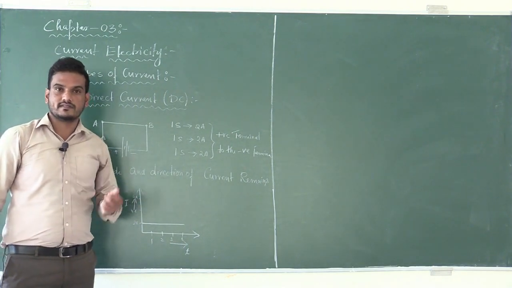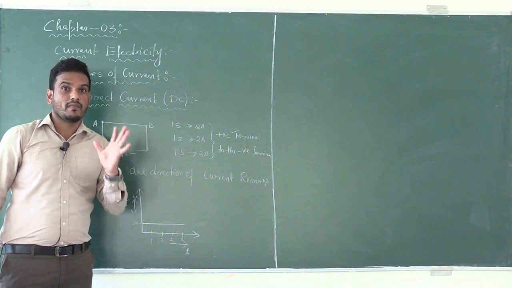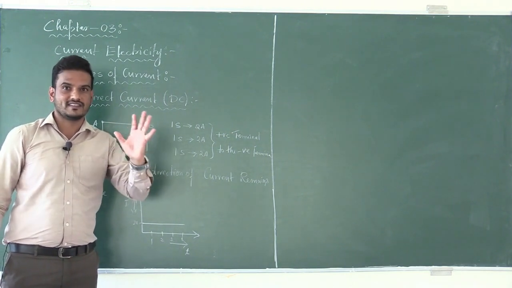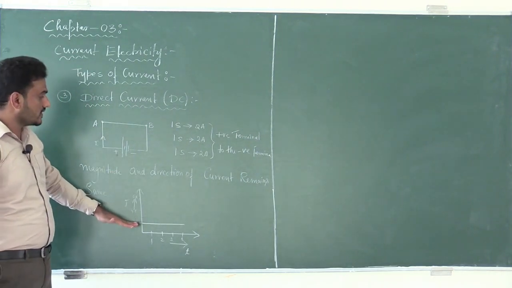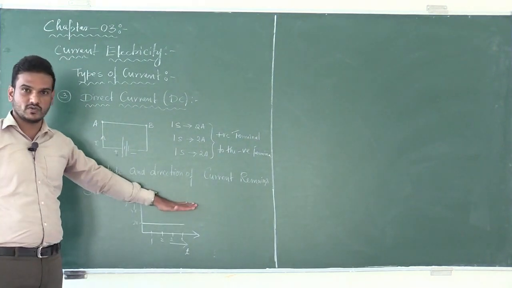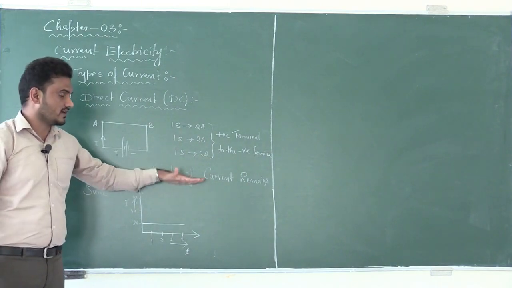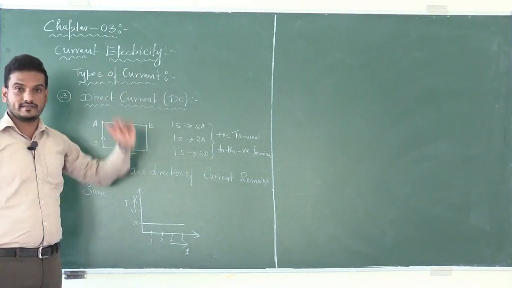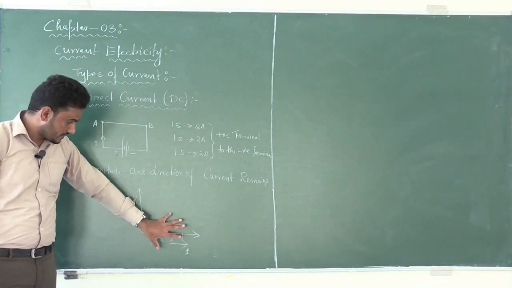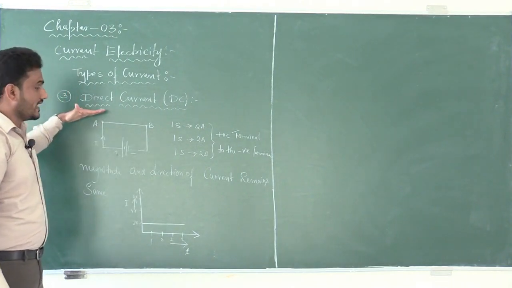But one difference is there. In steady current, we discussed only the magnitude of flow of charges, not the direction. But here we are particular about the direction of current also. Look at the statement: magnitude and direction of current remain same in case of direct current. So this represents a graphical picture regarding direct current.